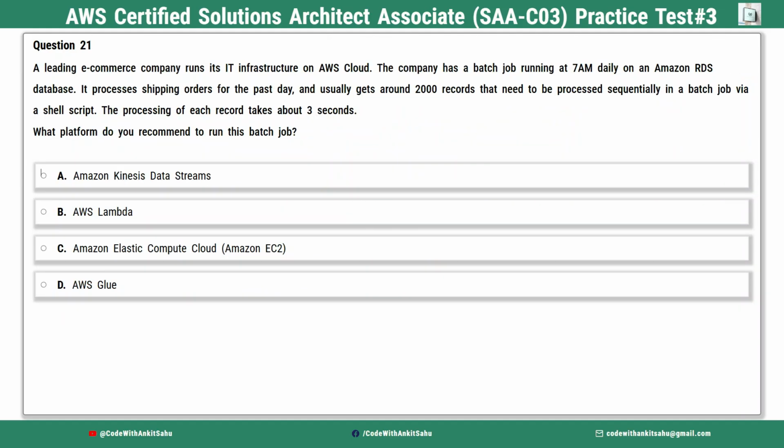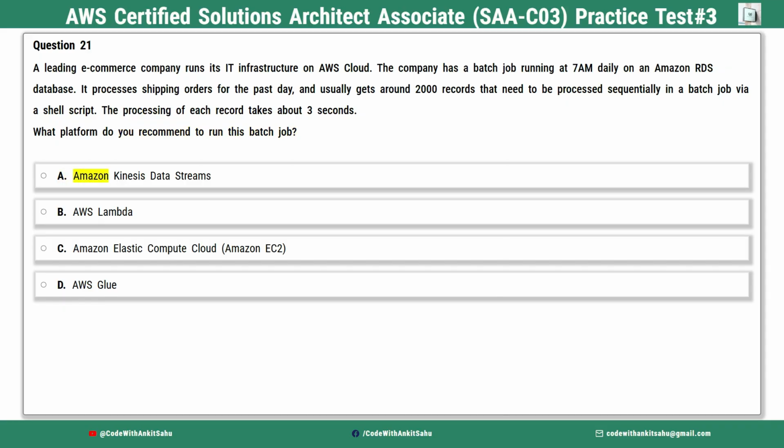Question 21. A leading e-commerce company runs its IT infrastructure on AWS Cloud. The company has a batch job running at 7 a.m. daily on an Amazon RDS database. It processes shipping orders for the past day, and usually gets around 2,000 records that need to be processed sequentially in a batch job via a shell script. The processing of each record takes about 3 seconds. What platform do you recommend to run this batch job?